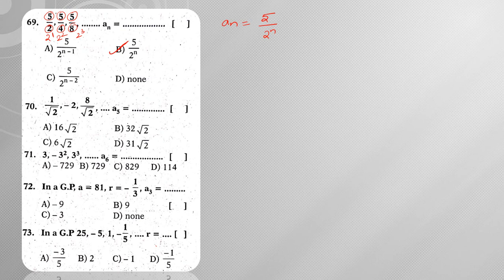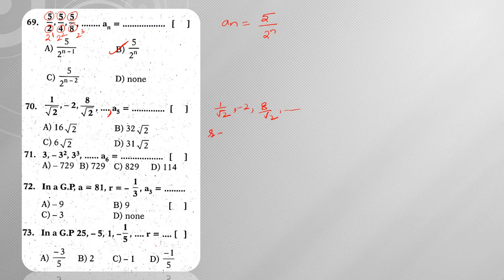Next, 1 by root 2, minus 2, 8 by root 2 and so on. Then what is the value of a5? Now if you observe this carefully, 1 by root 2. Can you observe any pattern in this? So this is 1 by root 2. Next, minus 2, 8 by root 2 and so on. Now if you observe, there is no common difference here. Then we need to go for common ratio. Is there any possibility? Let us check.